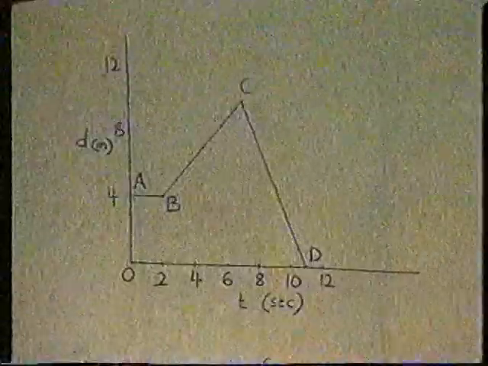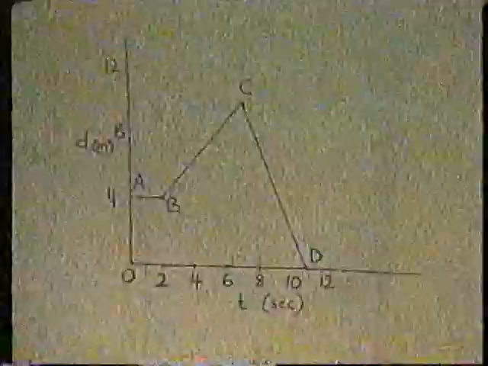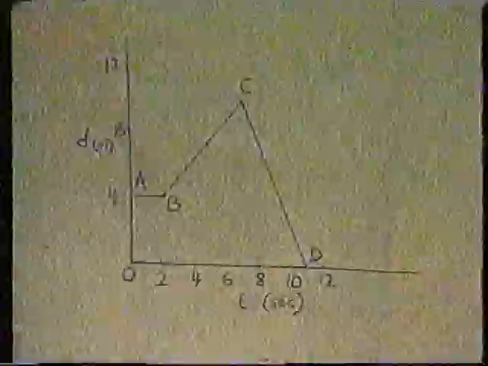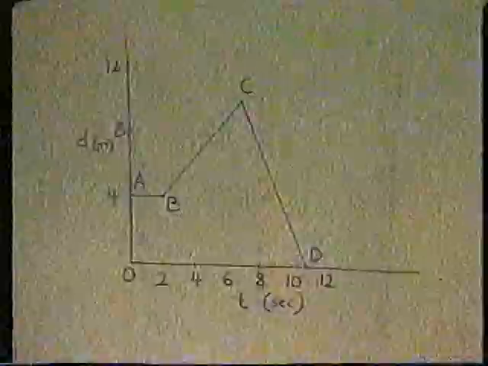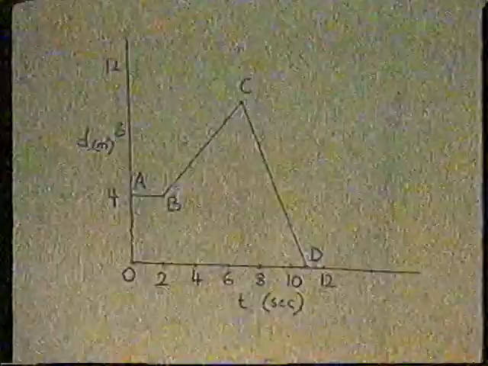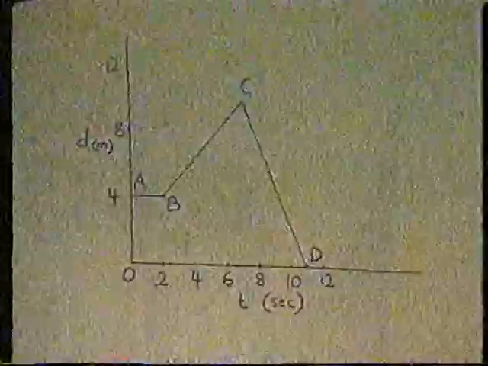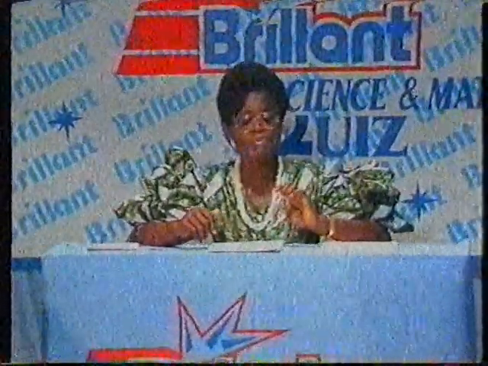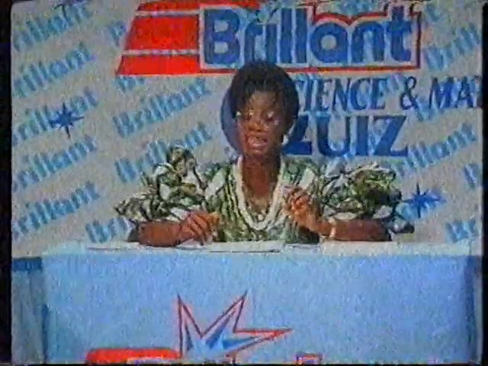Between A and D, the displacement: by the time you get to D, the distance is 0, but you started at 4. So the final distance is 0. The starting point is 4. So the displacement is 0 minus 4, which is minus 4 meters. The average velocity, which again is displacement over time, will be minus 4 over 11, because the time period between A and D is 11 seconds. So we get minus 4 over 11 meters per second.